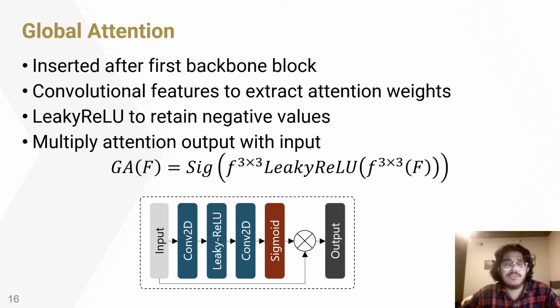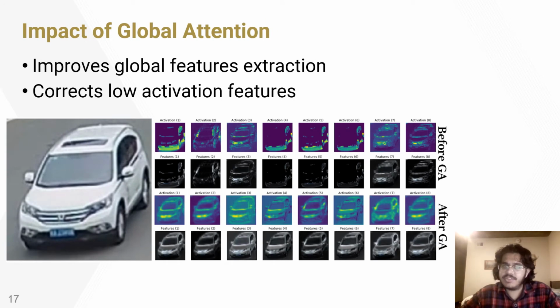with a leaky ReLU to retain the negative weights. The impact of global attention is clear. Before attention in this image, many features are lost due to lower activations. After global attention, which is second to the two below rows, allows more activations and thus more features into the rest of the network.